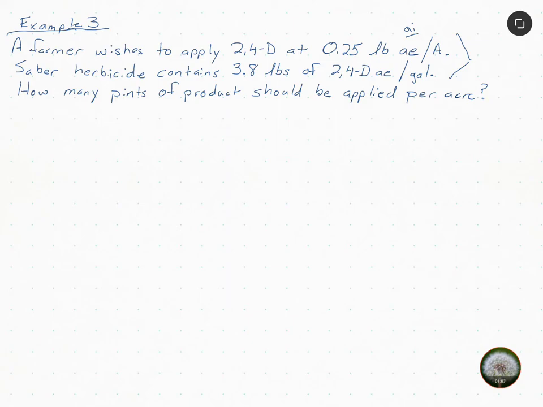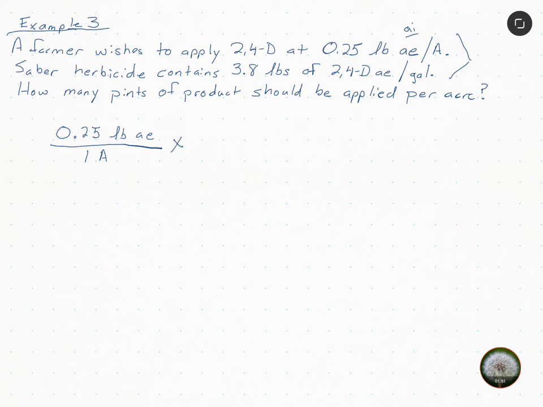So if we start off again with what we know and work toward what we need to know, one of the first things that we know is in this very first line that what we wish to apply is 2,4-D at 1/4 pound of acid equivalent per acre. So if we just state that in ratio format, we know that we want to apply 0.25 pounds of acid equivalent per acre, so for every 1 acre. So that's something we know. And then we're going to draw our multiplication sign.